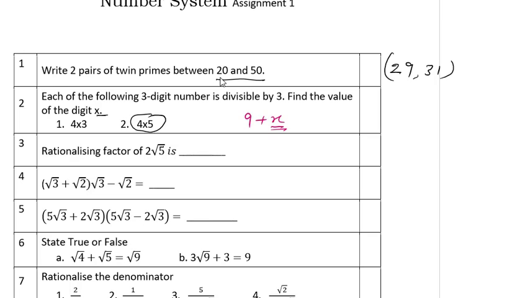Similarly, I can take the value of x as 6 and the value of x as 9. So 0, 3, 6 and 9, these 4 numbers I can put in place of x and get a number which is divisible by 3. So your question is, each of the following 3 digit numbers is divisible by 3, find the value of the digit x. So we have to find the value of x.